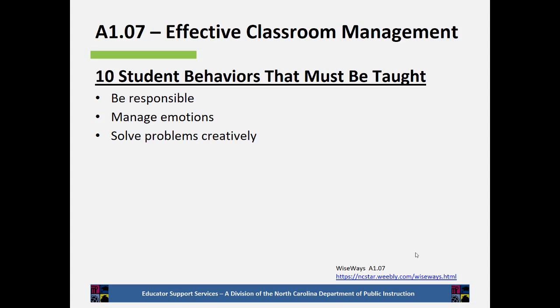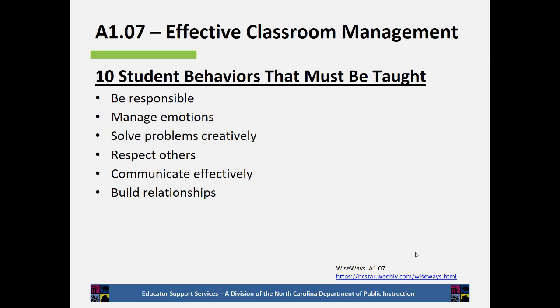We want kids to solve problems creatively. How can they explore alternate possibilities that lead to a very positive outcome? We want kids to respect others, really behaving in such a way that they recognize that other people deserve to be treated with kindness and compassion, much as they would probably want someone to treat them. We want them to communicate effectively, using both verbal and nonverbal skills to express themselves and really promoting a positive exchange with other people. We want them to build relationships, making sure that they establish really healthy and rewarding connections with individuals and groups that actually last a long time.